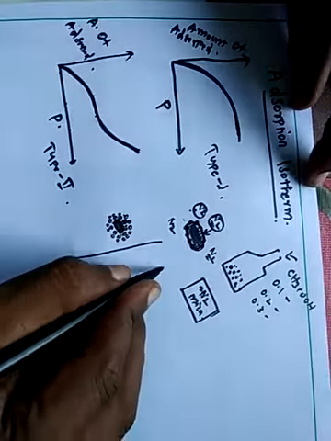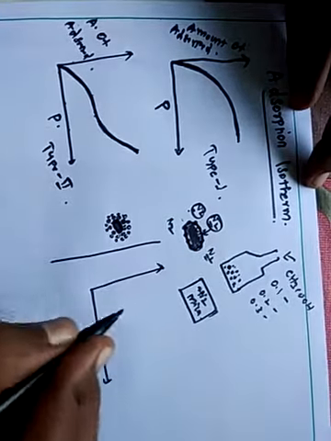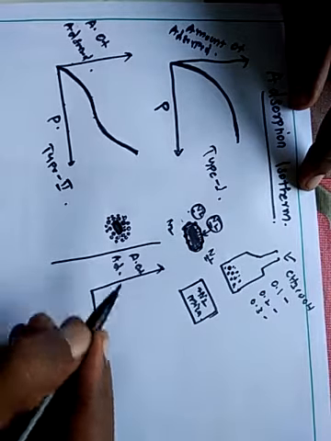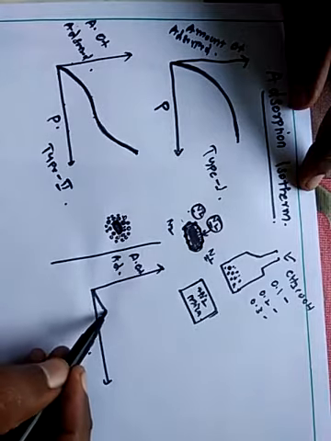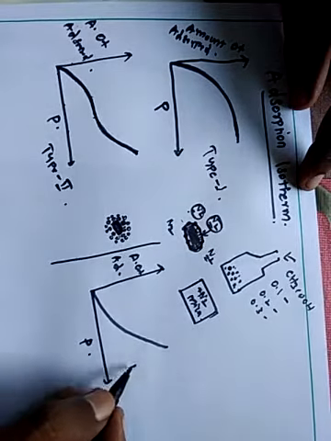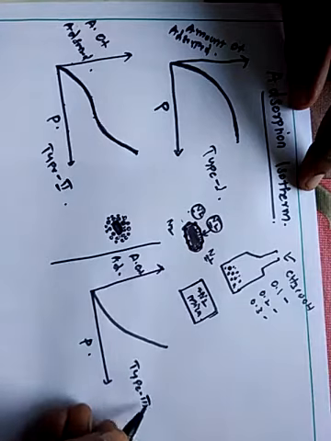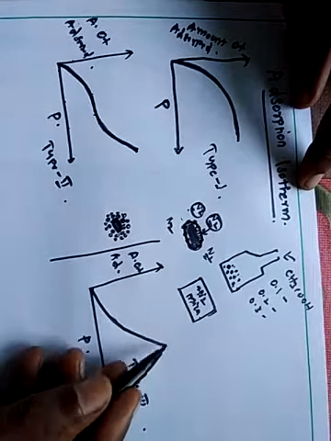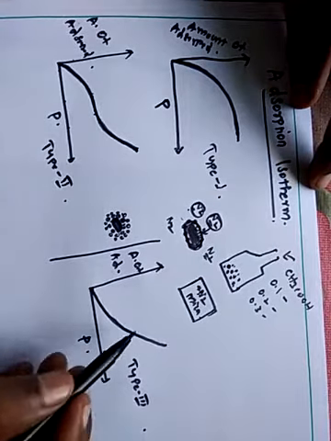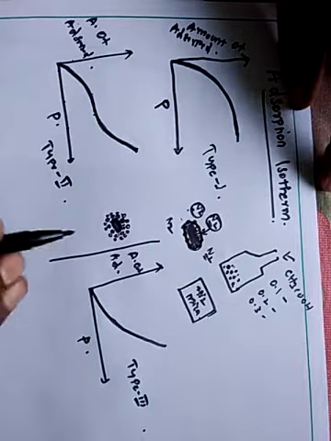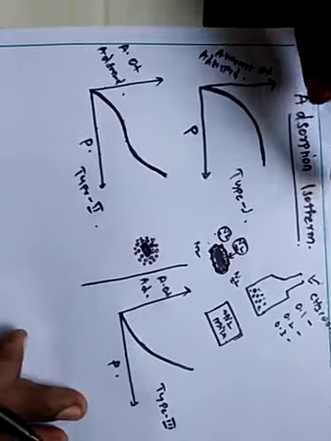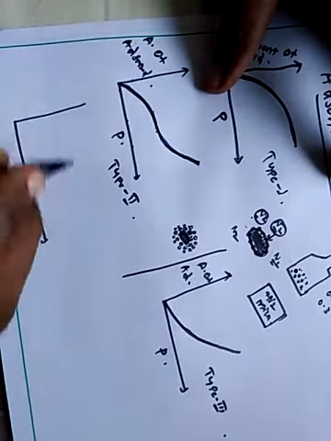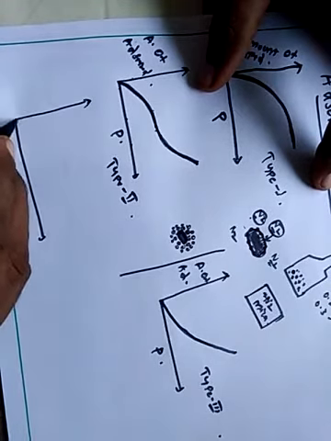Another type of curve has pressure on the x-axis and the amount of adsorbed material on the y-axis. If you plot, you will also get this type of curve. This is type 3, and this also involves multilayer formation. All five types of curves I'm going to draw here. This is type 3, and this is type 4.